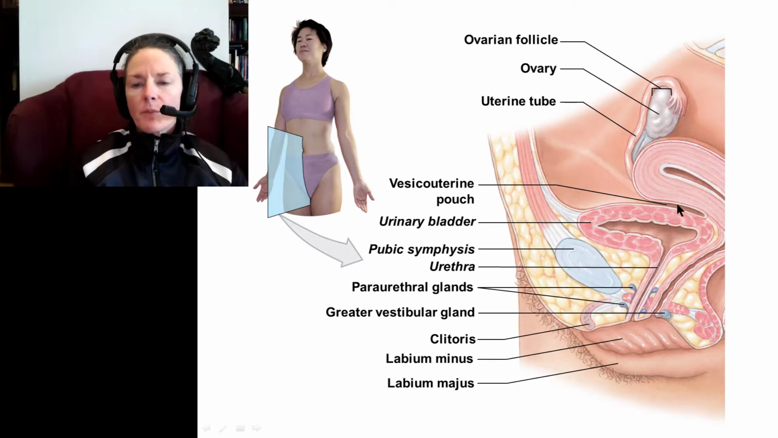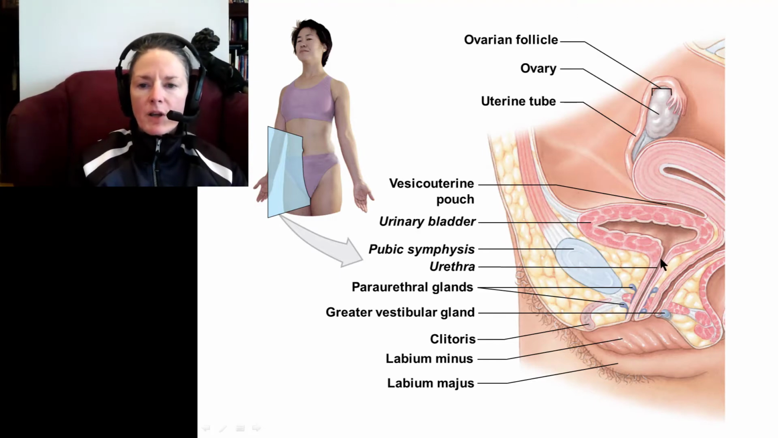So the serosa, or the peritoneum in this case, is going to make this little pouch between the uterus and the bladder, and this is called the vesicouterine pouch, and that's this little space right here. Of course, we have the bladder and the urethra, which in females is not part of the reproductive system.